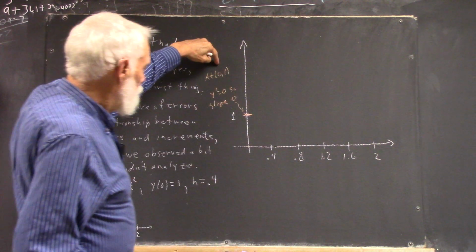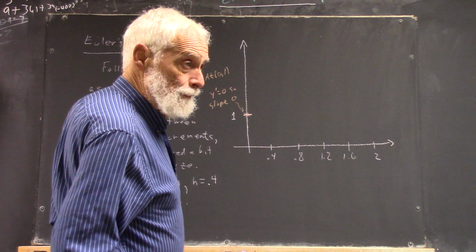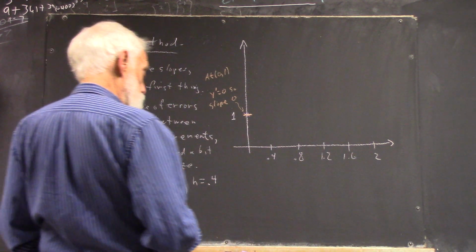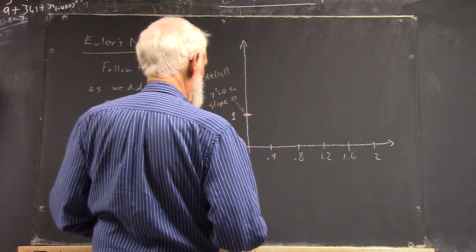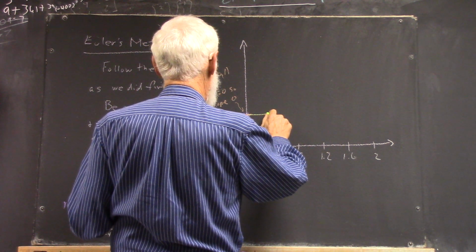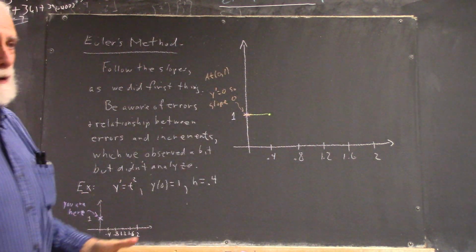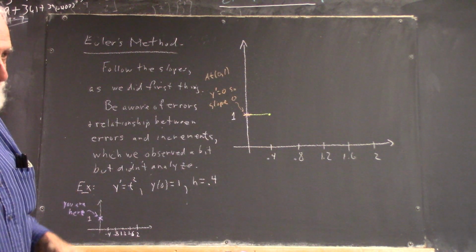And that's at the point (0, 1), y prime is 0, the slope is 0, there it is, okay? So we're going to follow that slope. We follow that slope for 0.4 units. And no surprise, we end up with y equals 1 at t equals 0.4, right?